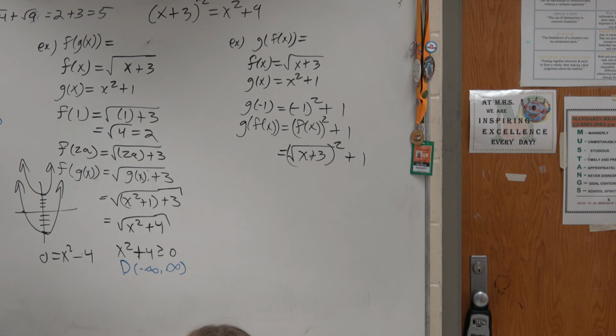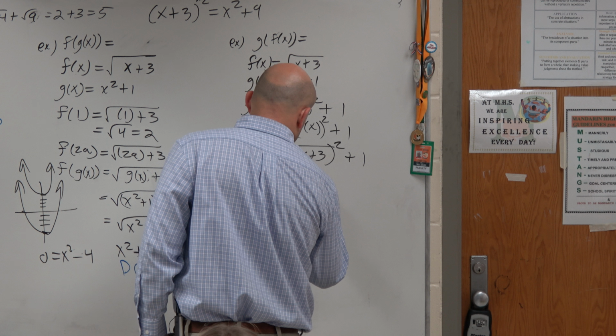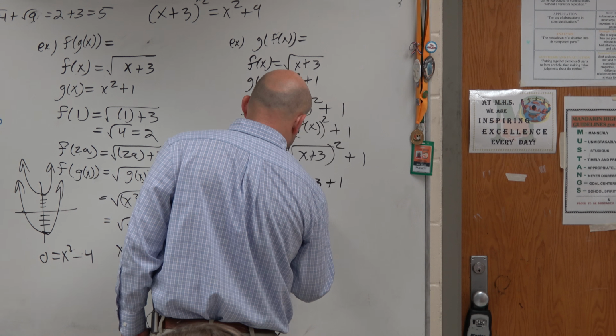Well, the square root and something squared undo each other. So we're left with x plus 3 plus 1, which is equal to x plus 4.